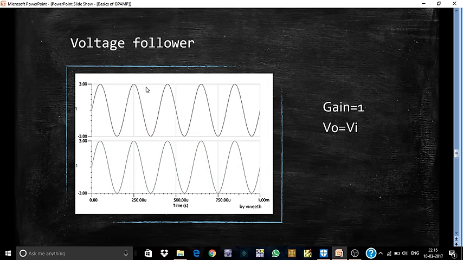Voltage follower. In the voltage follower, the basic thing is the gain equal to 1 and Vo equal to Vi. Whatever the input is, that is the output.